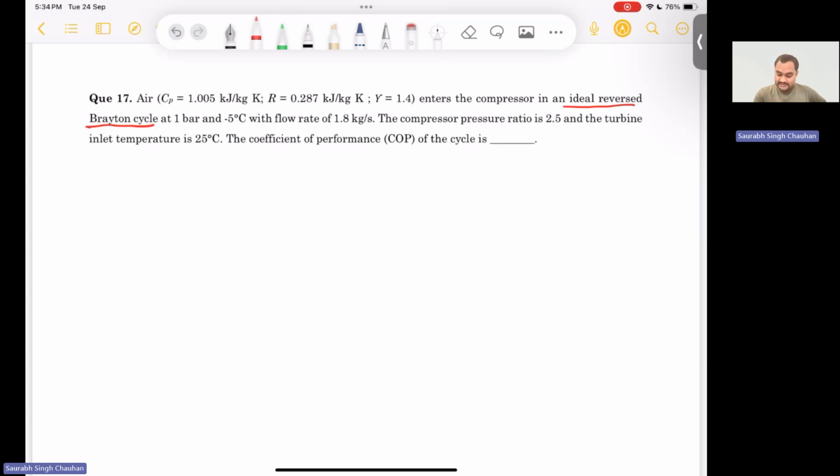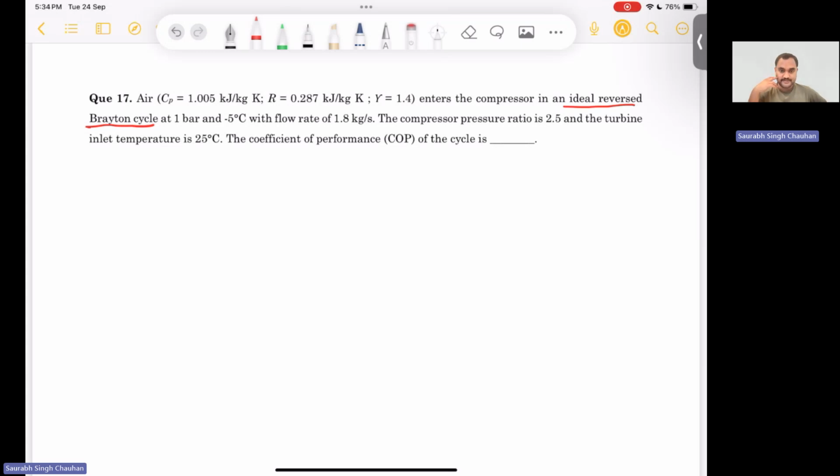So the components are basically similar. Okay, so the air enters the compressor in a reversed Brayton cycle at 1 bar and minus 5 degrees Celsius with a flow rate of 1.8 kilogram per second. The compressor pressure ratio is 2.5 and the turbine inlet temperature is 25 degrees Celsius. We have to find the coefficient of performance of this cycle.